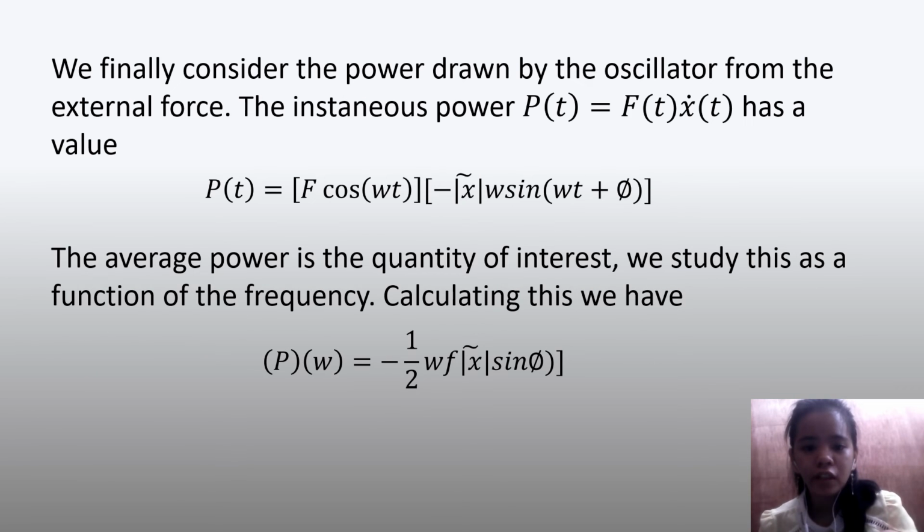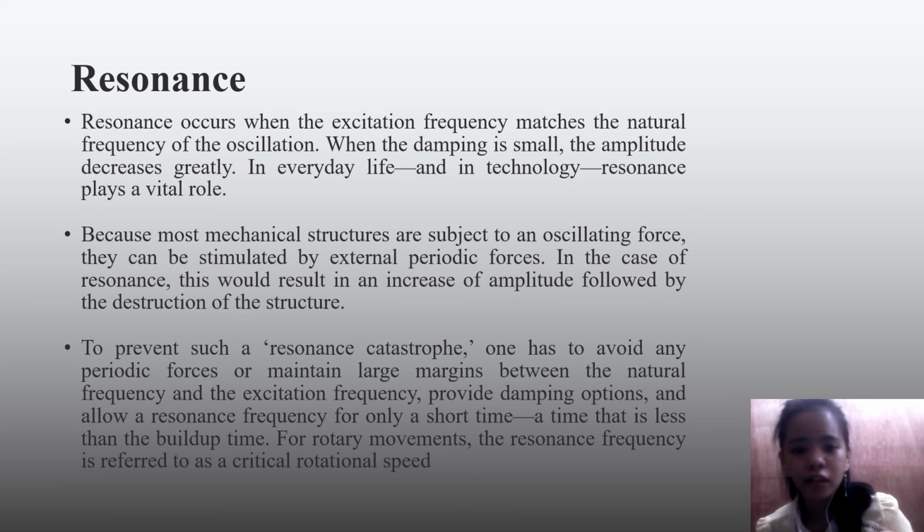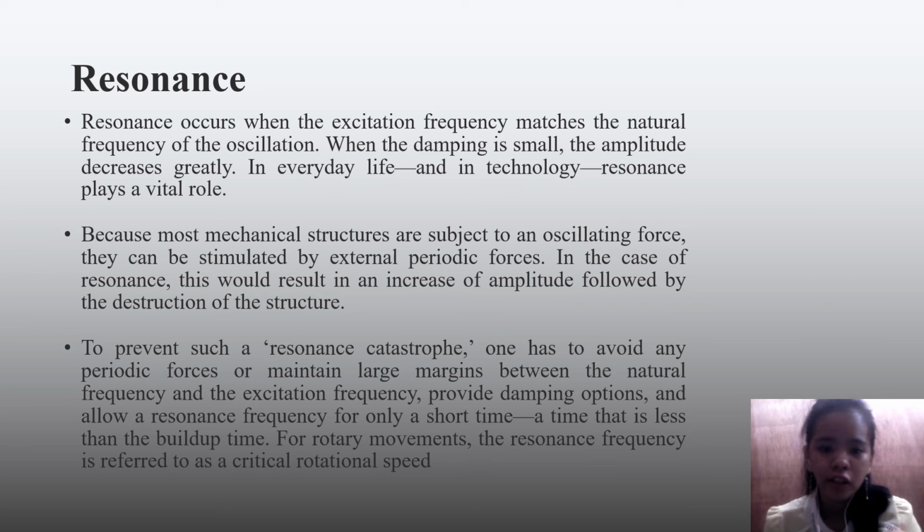We finally consider the power drawn by the oscillator from the external force. The instantaneous power P of t is equal to F of t times x dot of t, which has a value given by this equation, and then the average power is the quantity of interest. We study this function, and to calculate this, we use this equation. So, resonance occurs when the excitation frequency matches the natural frequency of the oscillator. When the damping is small, the amplitude increases greatly. In everyday life and in technology, resonance plays a vital role.